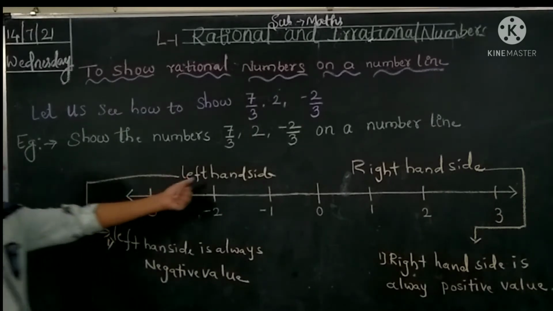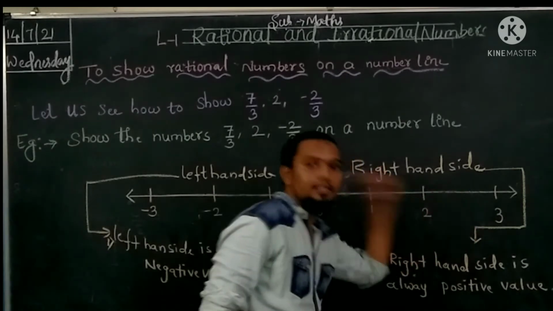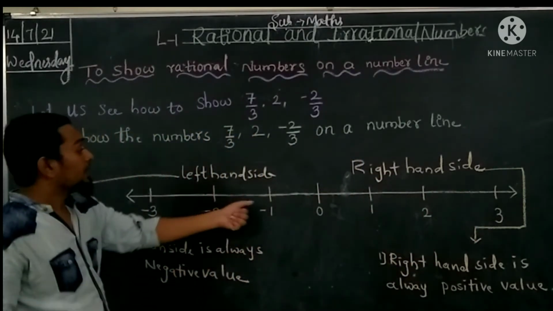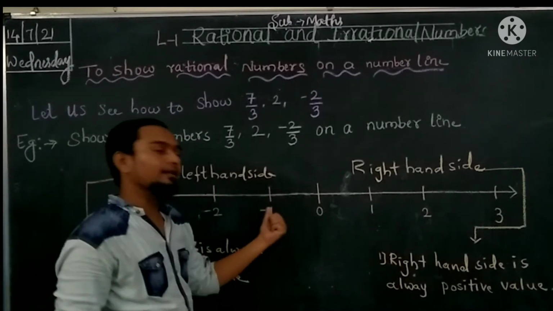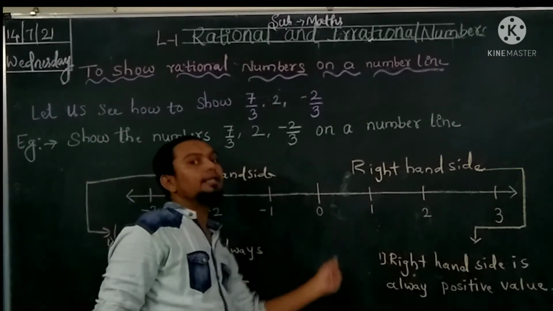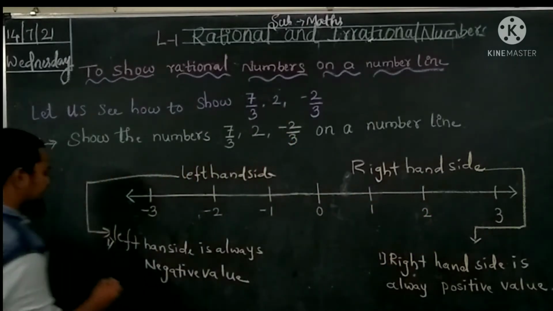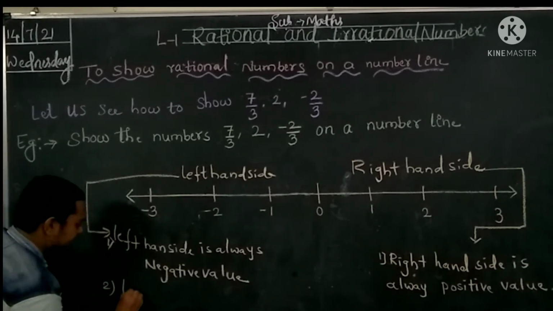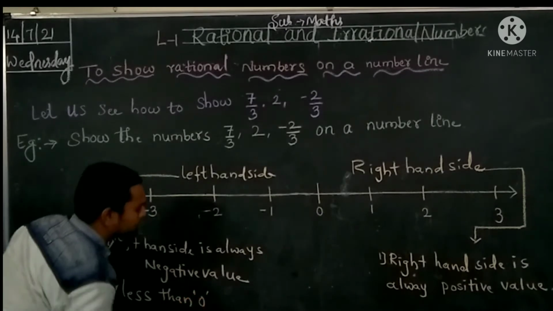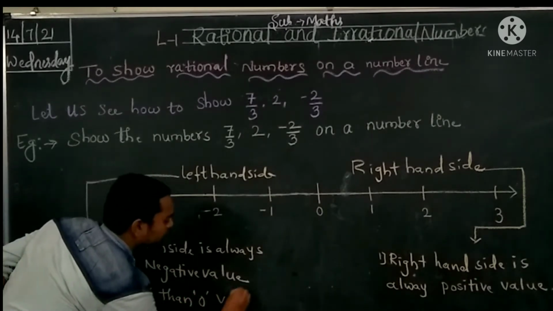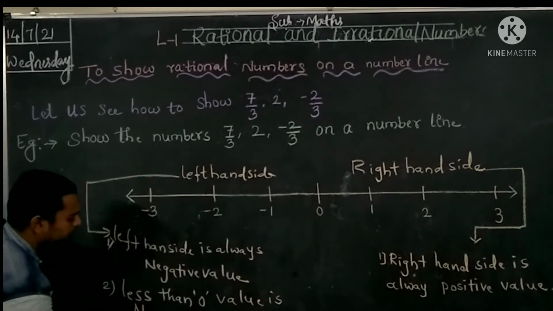Here, the left hand side is always negative value and the right hand side is always positive value. Less than 0 value is negative value, and greater than 0 value is positive value. Second point, less than 0 value is negative value.